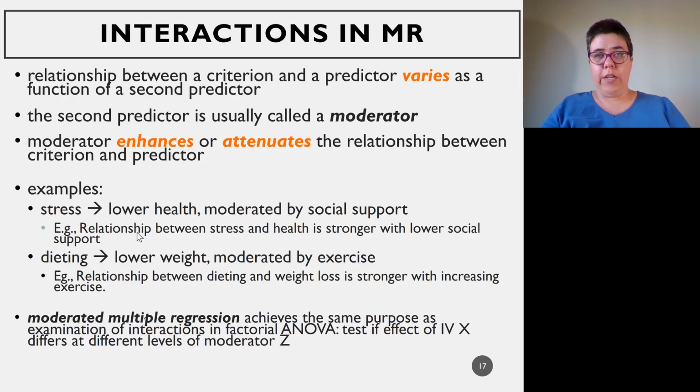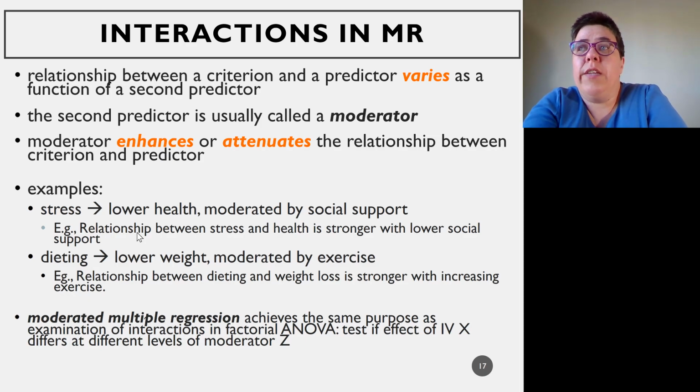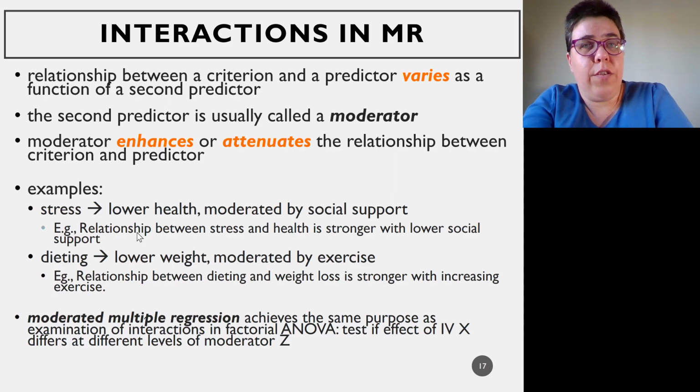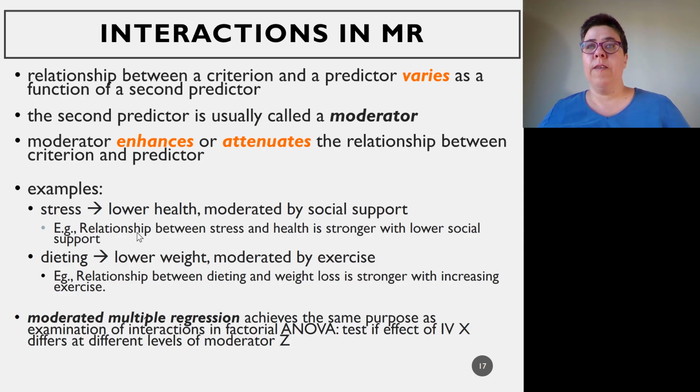So the meaning of an interaction in multiple regression is that the relationship between a focal IV or predictor and the DV or criterion changes based on the level of a second predictor. The second predictor is typically called a moderator. Common in regression is to use the language of enhancing or attenuating the relationship between an IV and a DV, and this just means strengthening or weakening. So a moderator that enhances the relationship between a criterion and predictor is strengthening the relationship of the IV to the DV, and a moderator that attenuates the relationship between a criterion and a predictor is weakening the relationship.